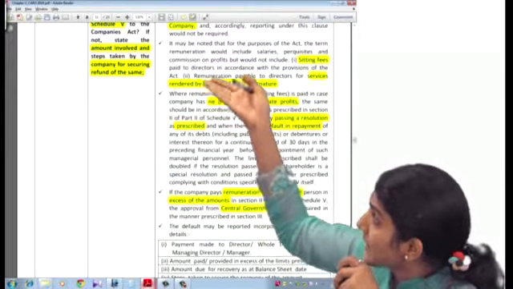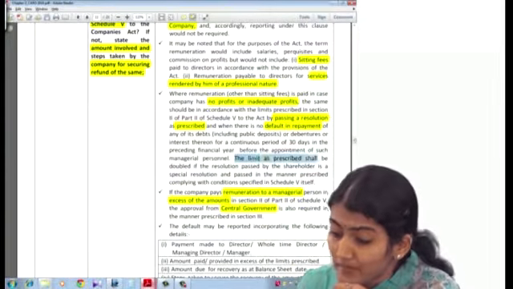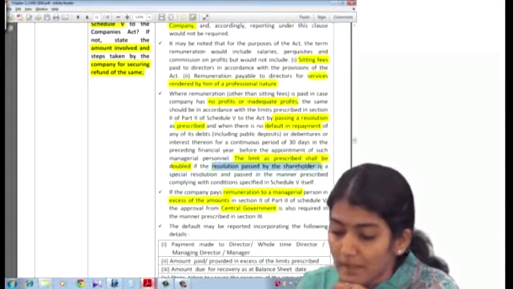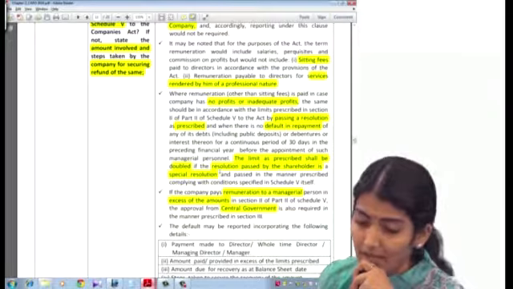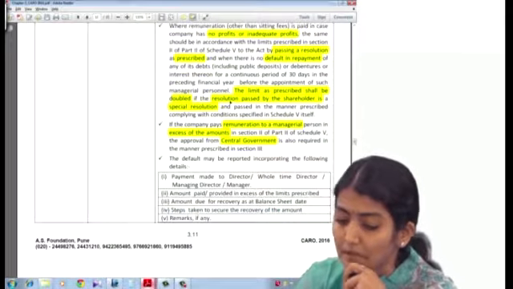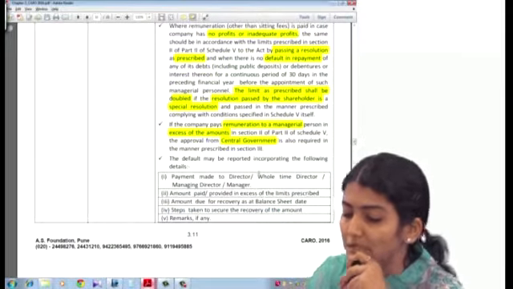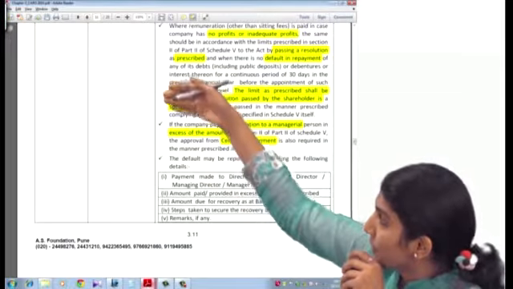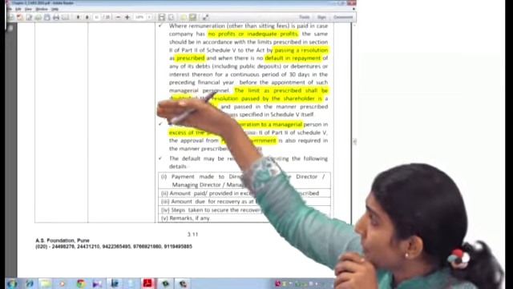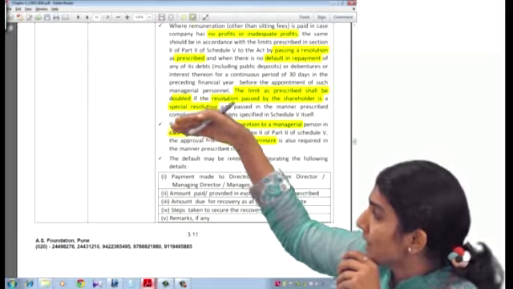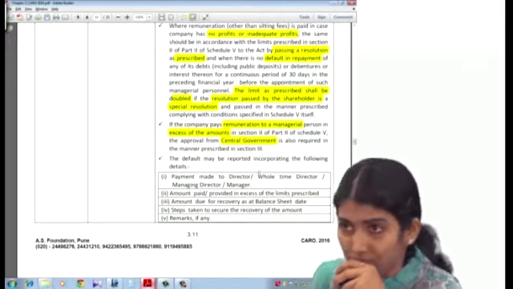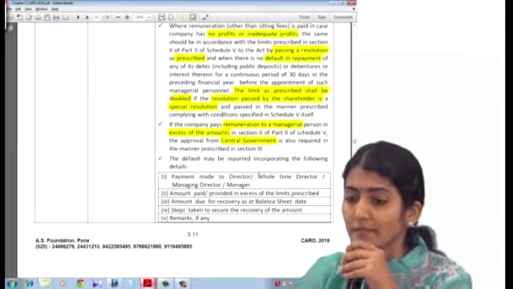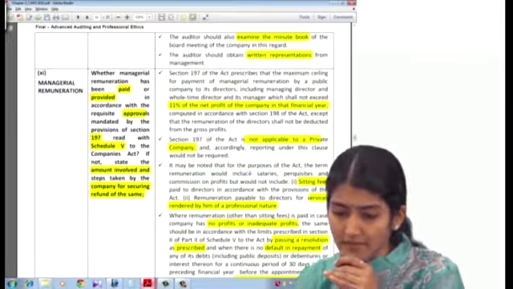And if I again go to the earlier point, the limit as prescribed shall be doubled if the resolution passed by the shareholders is a special resolution. Right? Special resolution and central government. And then what does it say? Payment to the director. How will you report the default? Payment made, amount paid in excess, amount due for recovery, steps taken for securing refund, and also the remarks if any. Right, yes.